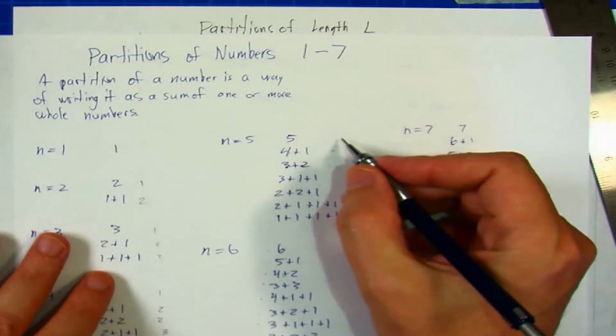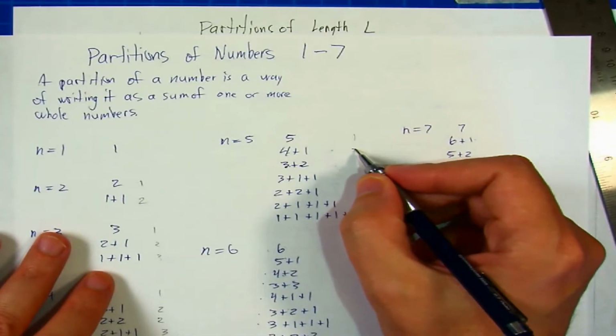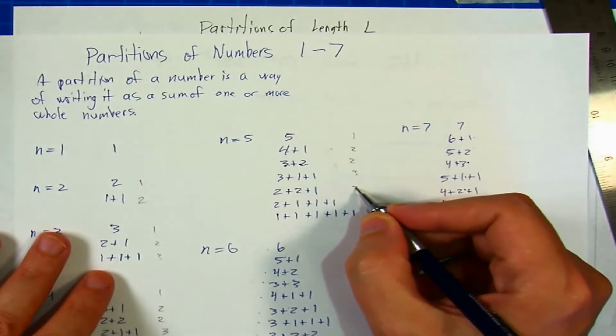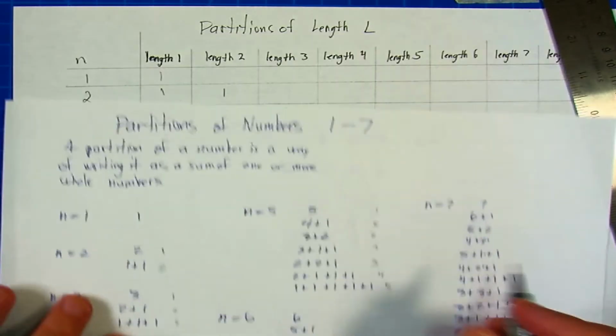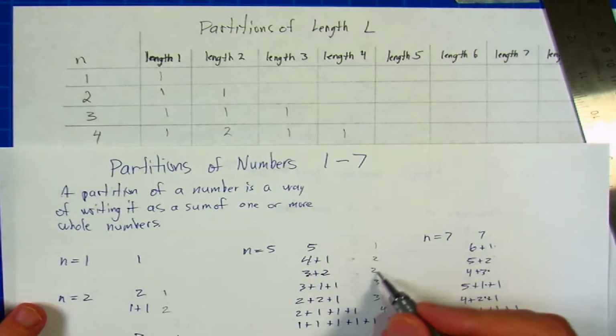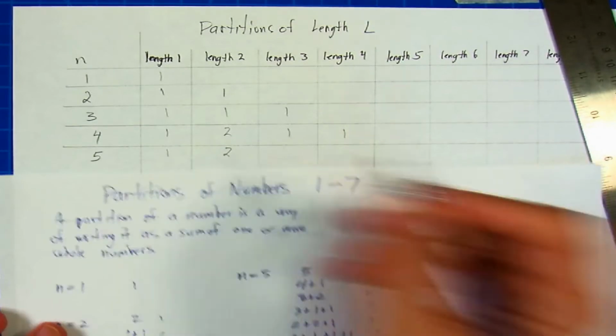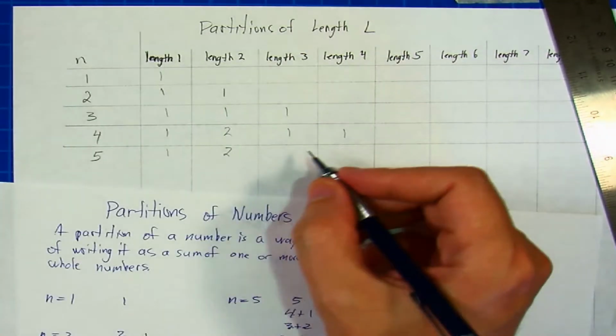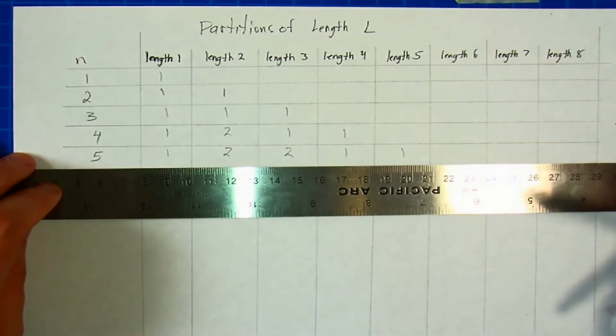For 5, we need to do a little preemptive work here. The lengths are 1, 2, 2, 3, 3, 4, 5. So we have 1 of length 1 again. We have 2 of length 2. We have 2 of length 3, 1 of 4, and 1 of 5.